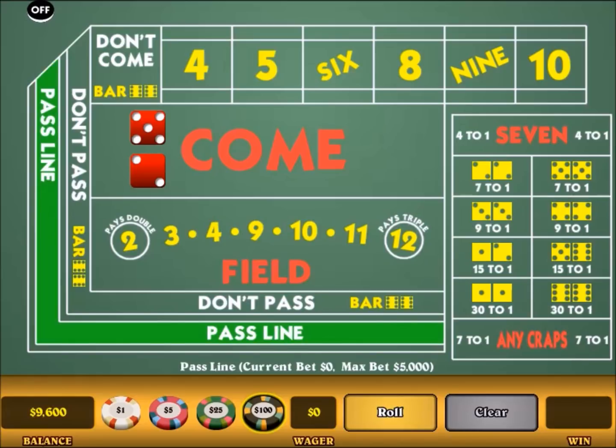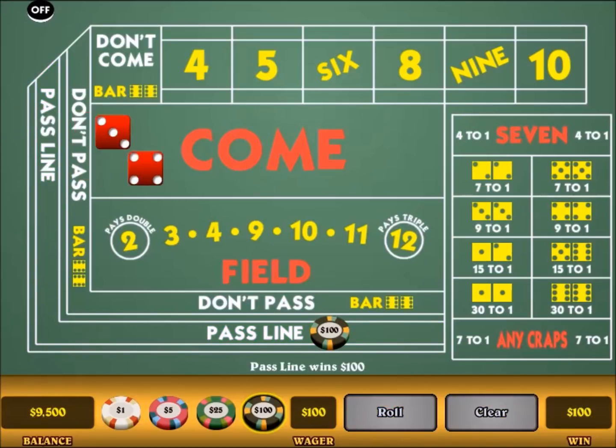Let's bet $100 on it and roll the dice. Okay, the initial roll was a 7, so we won. Even money. Let's do another roll. Another come out roll. This time it was an 11. Again, if the come out roll is a 7 or 11, you win.